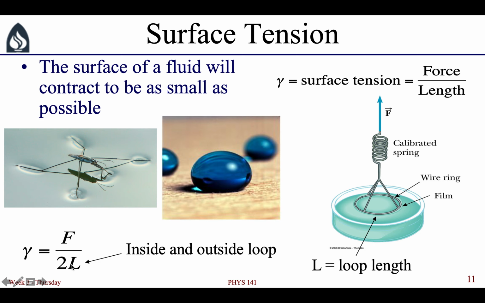Why twice? Well, if the wire loop is in contact with the fluid, both the inside of the wire loop and the outside of the wire loop form a boundary with the fluid. So you have to take both of those surfaces into account. And so to count the inside and outside of the loop, we double the length of the wire loop when we're calculating the surface tension.